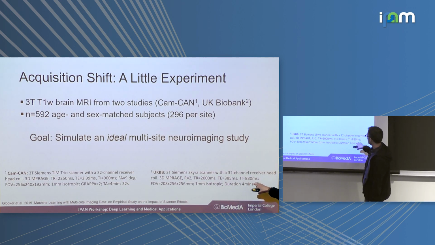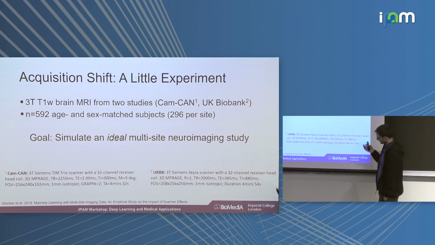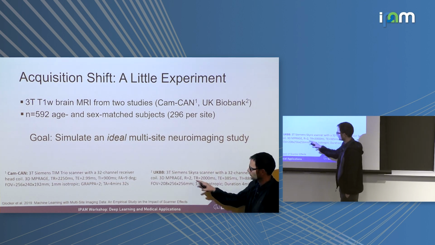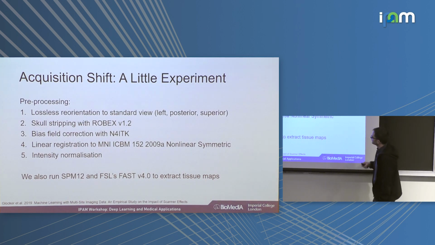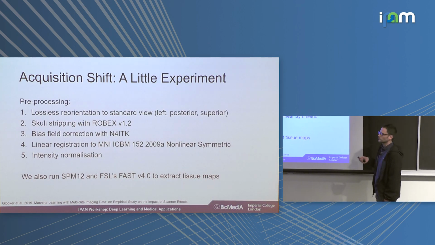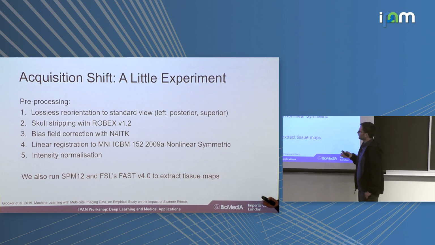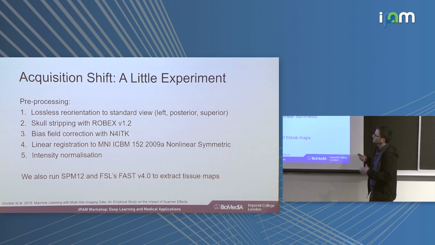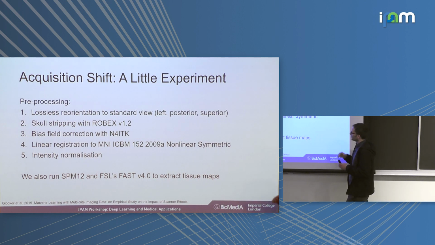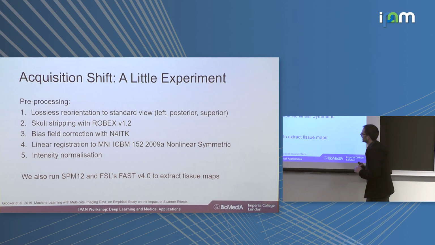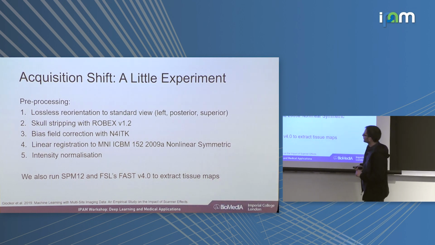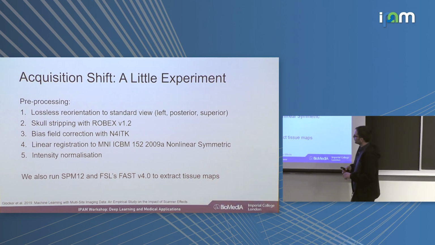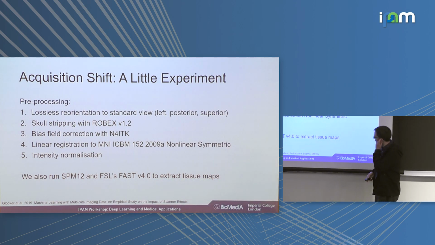But also from the acquisition point of view, and I'm not an MR physicist, but at least to me, it looks reasonably similar. It's both Siemens scanners, 3T, reasonably similar imaging protocols. Interestingly, if you look at the images, which I will show in a second, it's not obvious what the differences are. We took this data from 2 different sites, and then we did pre-processing as a neuroimaging study would do. We tried to come up with a reasonable state-of-the-art pipeline. So we did some reorientation, skull stripping, bias field correction, registration to atlas space, intensity normalization. Then we also ran some neuroimaging tools to extract tissue maps.